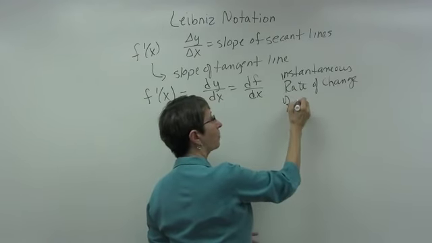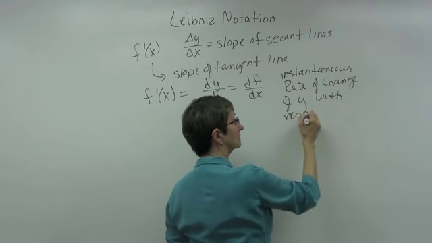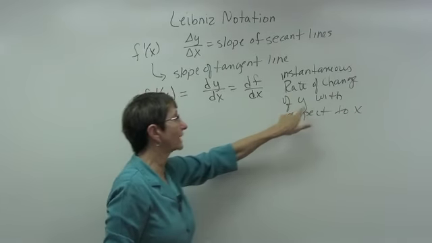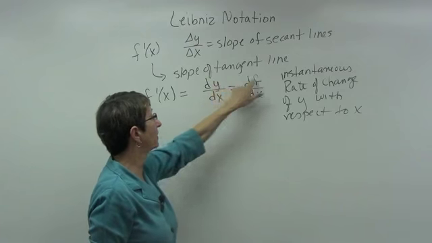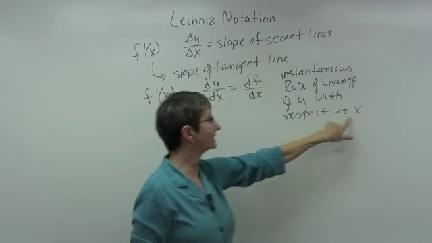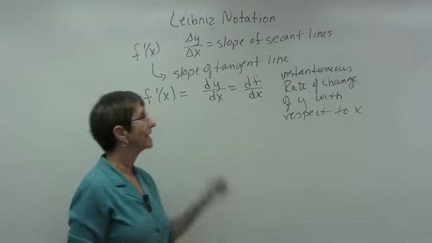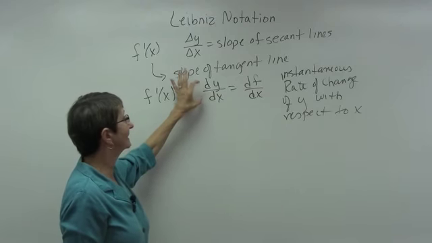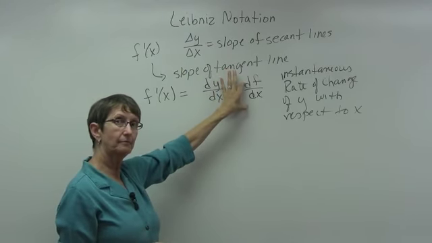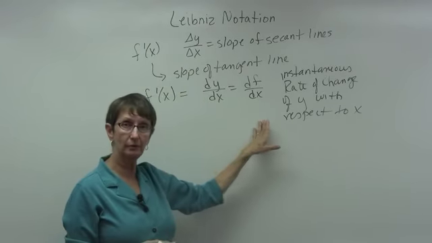Now I'm going to say of y with respect to x because the rate of change of y is the rate of change of the function, and the function name is always on top. With respect to x, x is the variable name. The variable is always on the bottom. It's not dy over dx. It is dy dx or df dx. And that's the same as f prime of x. This is the Leibniz notation.